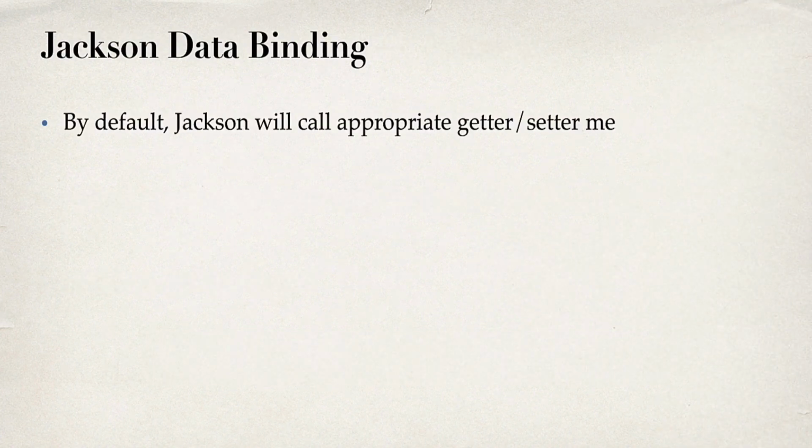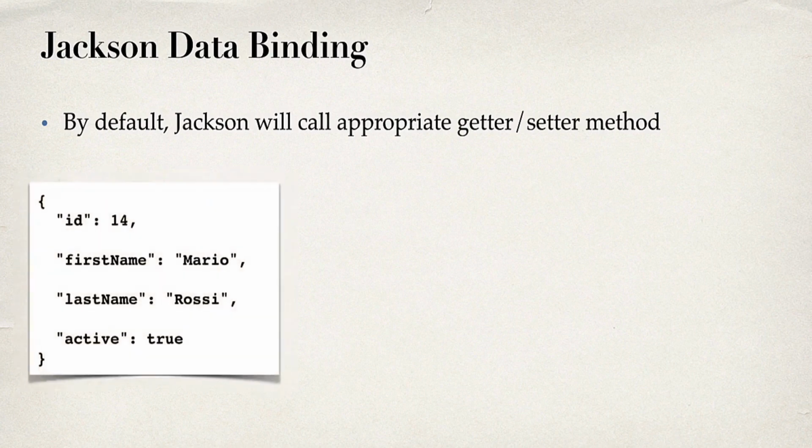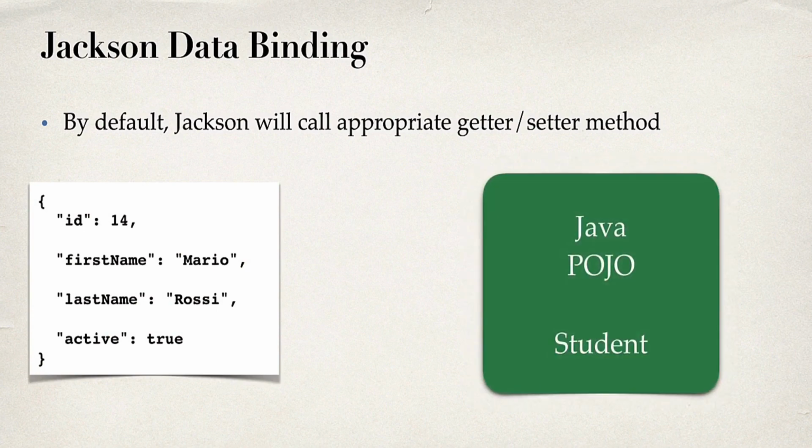Now, by default, Jackson will call the appropriate getter and setter methods when it handles the conversion. So if you're converting from JSON to POJO, it'll call the given setter methods. When you go from POJO to JSON, it'll call the getter methods. Let's walk through this with an example. Here on the left-hand side, I have this JSON object for ID, first name, last name, and active. And then over on the right-hand side, I have this Java POJO for a student.